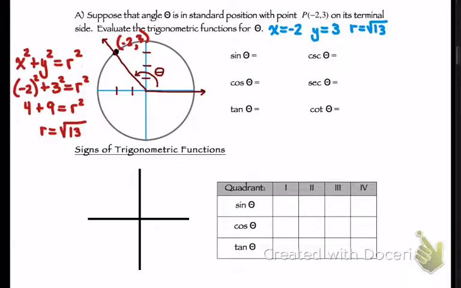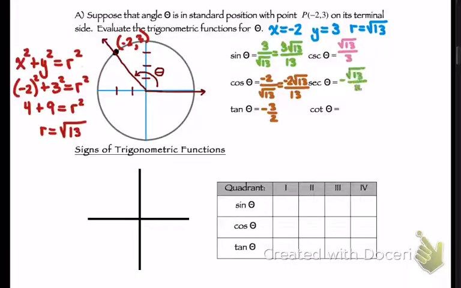So think, sine, y over r. Well, I'm not allowed to have a square root in the denominator, so I got to rationalize that thing. Multiply top and bottom by the square root, and voila, there it is. Cosine, x over r. Tangent, y over x. Cosecant, inverse of the sine. Secant, inverse of the cosine. Cotangent, inverse of the tangent.